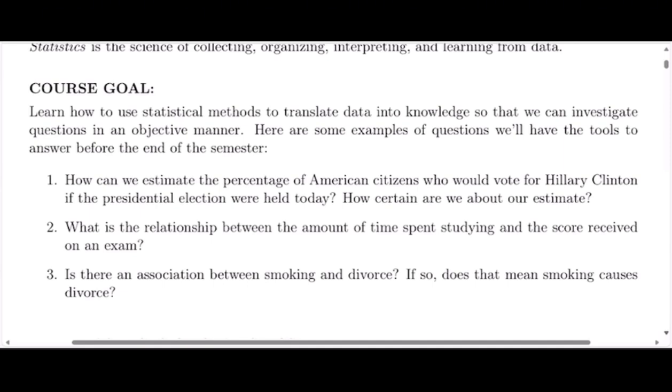Another example that I gave here: is there an association between smoking and divorce? If association exists, does that imply that smoking actually causes that? Let me tell you this in statistics: even though association exists, even though a relationship exists, association may not imply causation.